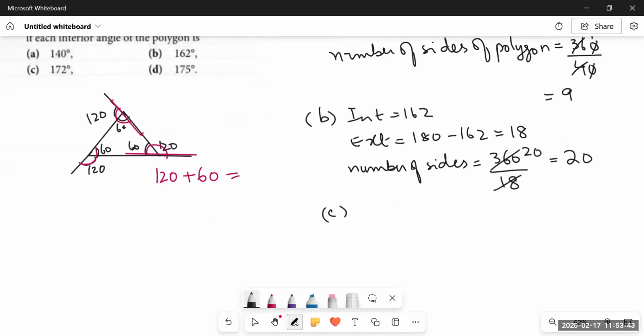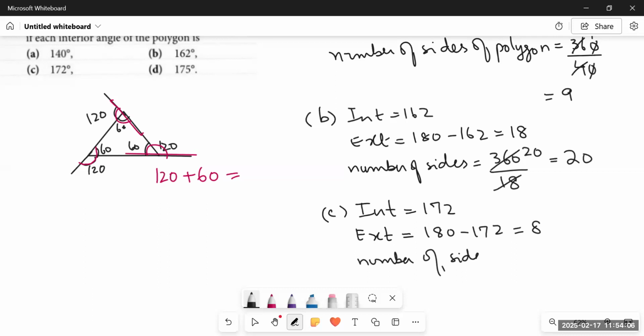Similarly, in part C, what are we going to do? To find the number of sides, first we write the interior angle, which is 172. So the exterior angle would be 180 minus 172, which is equal to 8, right? And after that, to find the number of sides, we divide 360 by 8. 8 fours are 32, 8 fives are 40. So 360 divided by 8 is equal to 45. It means the number of sides in this particular polygon would be 45.